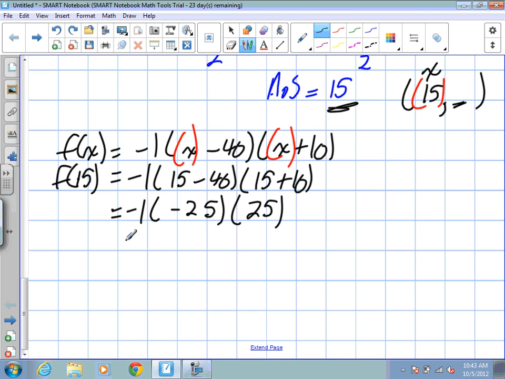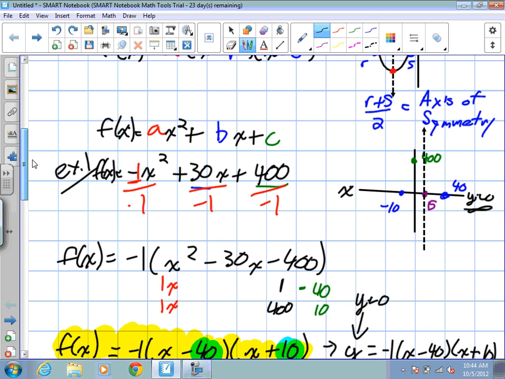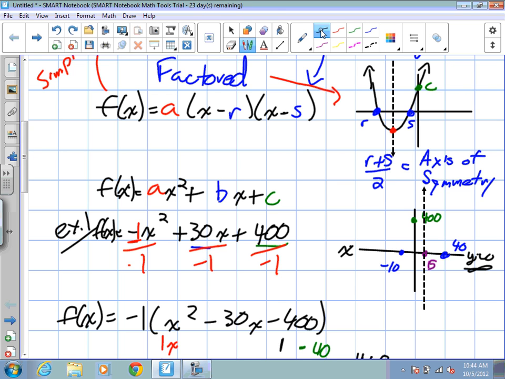I need somebody to help here. What is it? 625. Beautiful. So 625, this is our vertex. I hope you're right. I didn't really check. It is great. So what that means is our vertex is at all the way up here. We can now draw this parabola, so I'm going to connect the dots. The vertex ends there, comes back down, and the y value of the vertex is at 625.